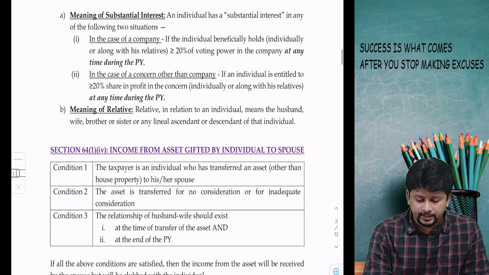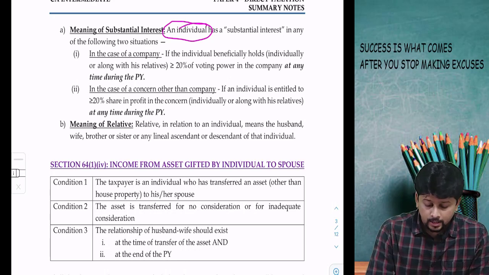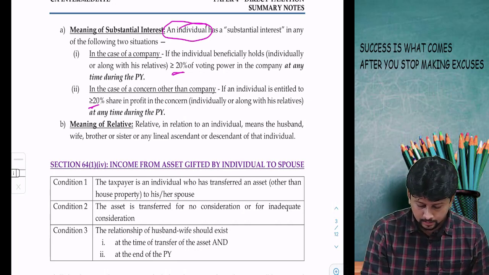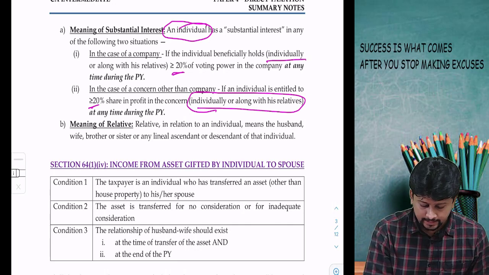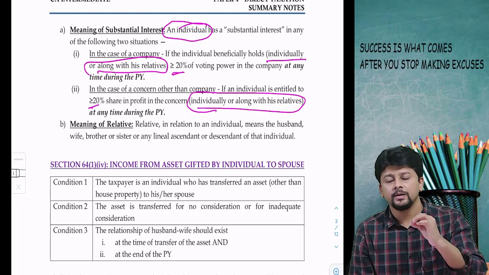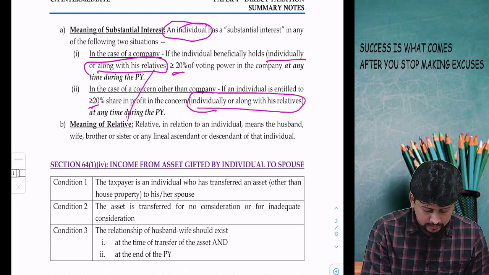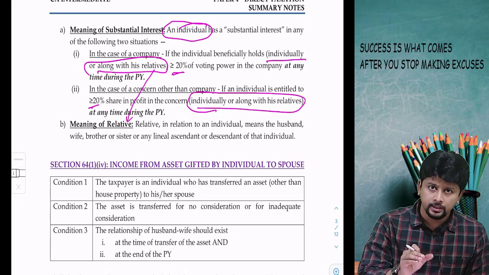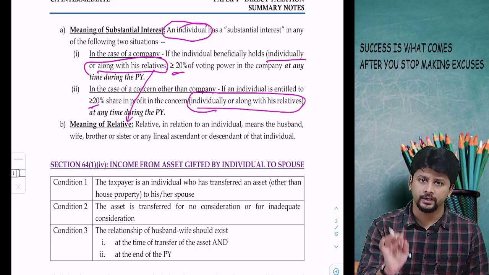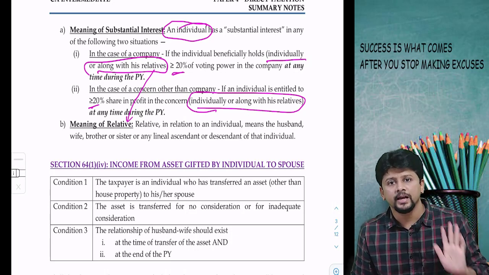What do I mean by substantial interest? Important definition. Individual has substantial interest if it is minimum 20%. We've already seen that. But it should be either individually or along with relatives. So as an individual, I may not necessarily be having the entire 20% or more than that. My own stake could be less than 20%, but my stake along with the stake of my relatives, if the total is 20% or more, then it means I have substantial interest, and therefore condition number 1 of the section will get satisfied. If thereafter condition 2 and 3 also get satisfied, clubbing will happen.